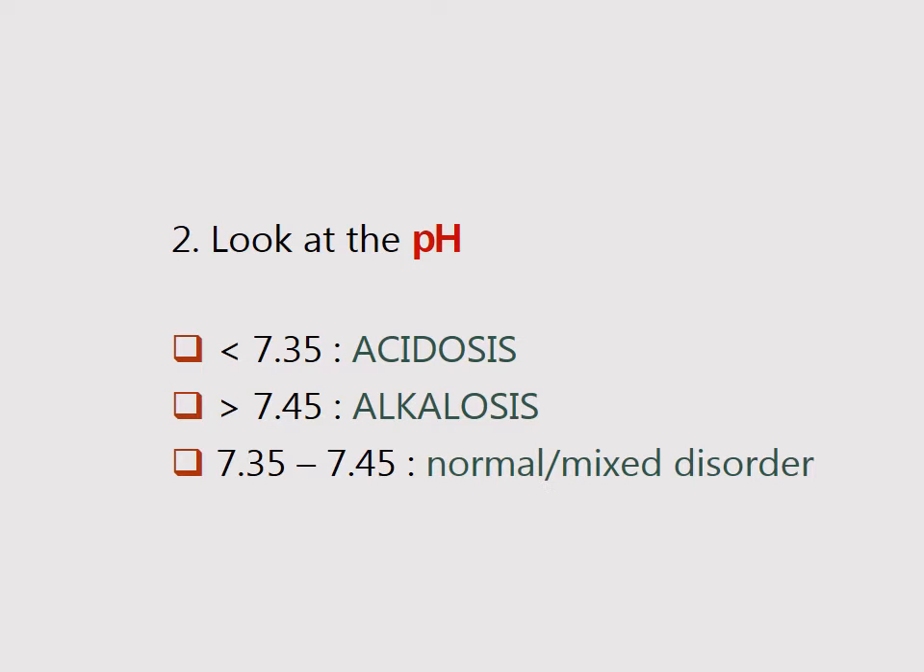Next important thing would be to look at the pH. Normal pH of blood is between 7.35 to 7.45. Remember the level. So anything below 7.35 would cause an acidosis, and once the pH is increased more than 7.45, it is alkalosis. So pretty basic thing.